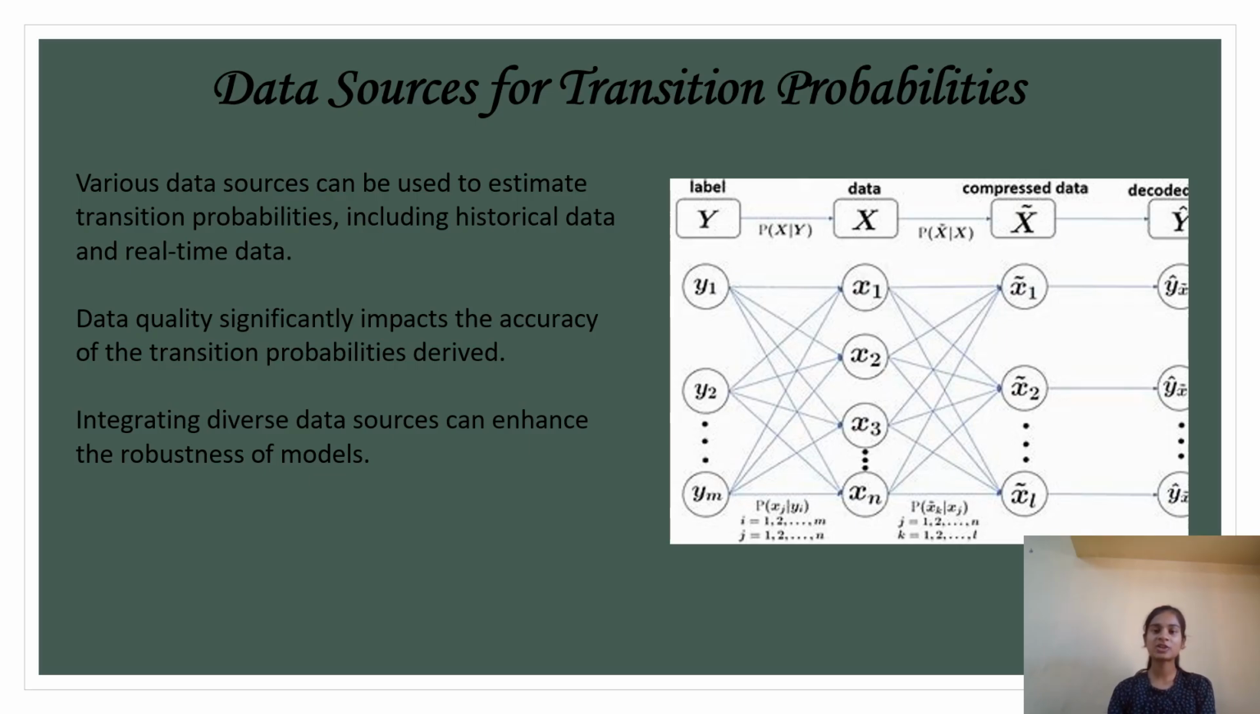Data sources of transition probabilities. Various data sources can be used to estimate transition probabilities, including historical data and real-time data. Data quality significantly impacts the accuracy of the derived transition probabilities. Integrating diverse data sources can enhance the robustness of the model.